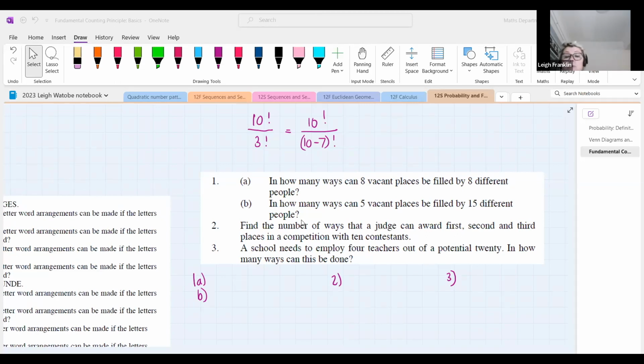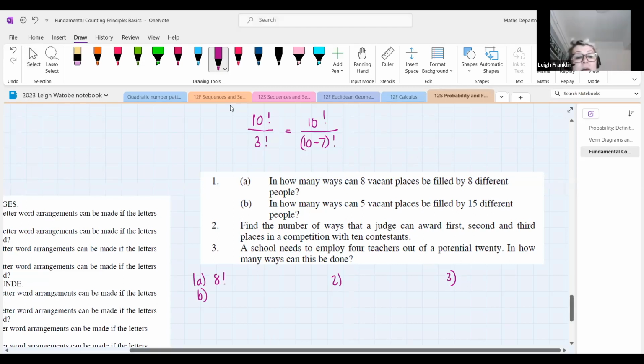Okay, so Katleho, if you have a look at 1A, there are 8 places filled by 8 different people. So people cannot be repeated. Once a person sits down and takes the place, that's it. So that has to be 8 factorial: 8 by 7 by 6 by 5 by 4 by 3 by 2 by 1. Anyone who had 40,320, that was perfectly correct.